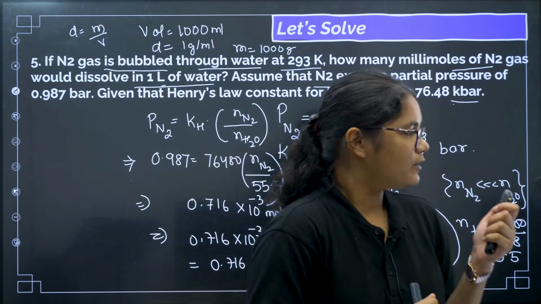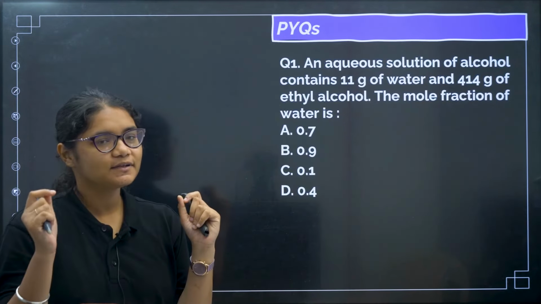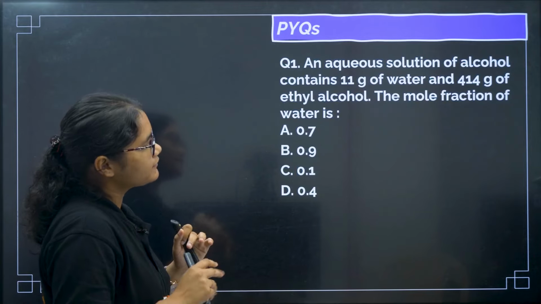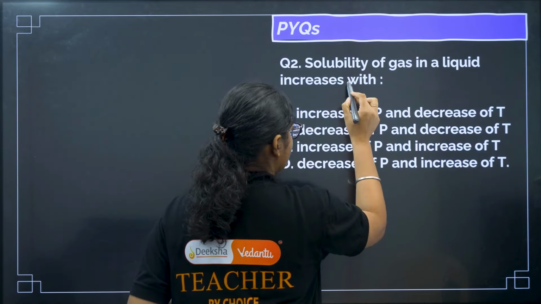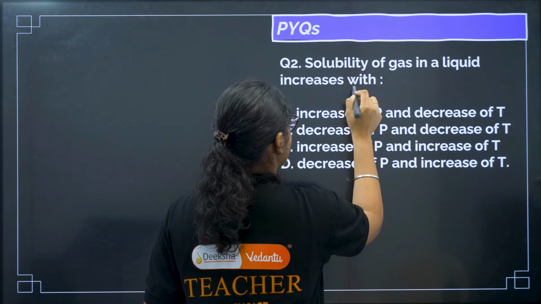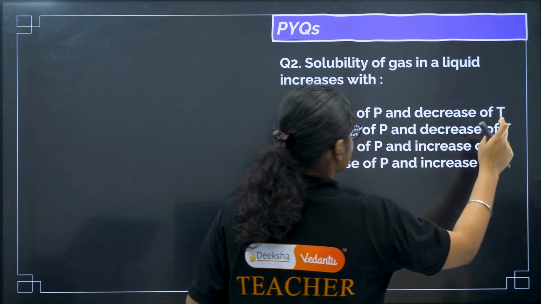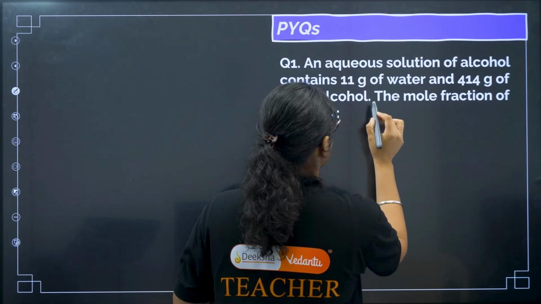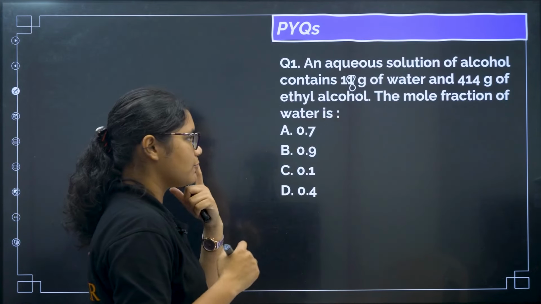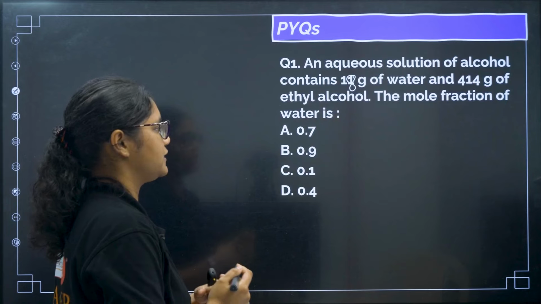Okay, so now let us see some PYQs. An aqueous solution of alcohol contains 18 gram, sorry, one second, just a minute. So this is 18 gram of water. Okay, small typing error. 18 gram of water and 414 gram of ethyl alcohol.